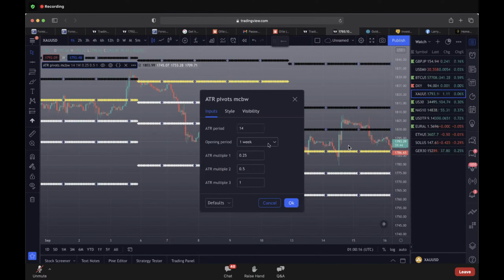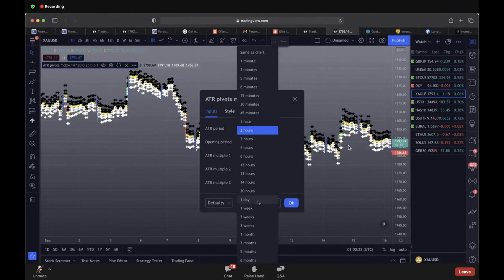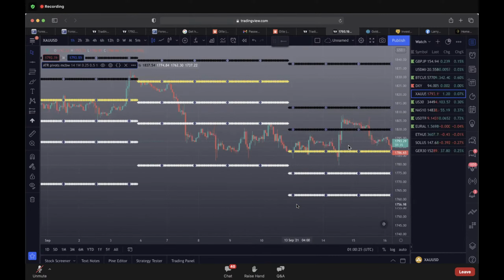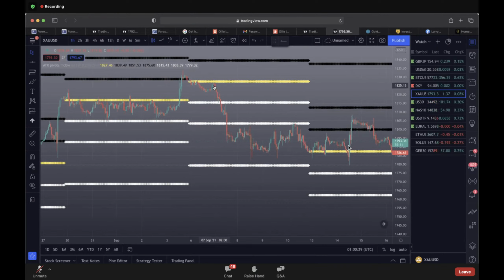These levels you can change, by the way. You can change it to 1 week, to look at a period of 1 week. You can change it to a period of 4 hours, which I don't even necessarily recommend, but I like to trade it to 1 week. And I can see what the levels are doing on a weekly basis.